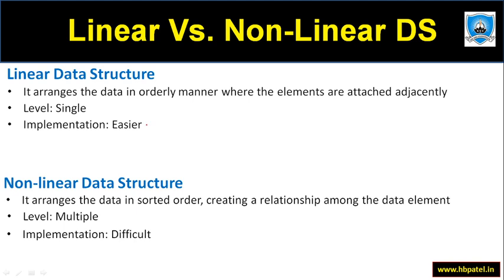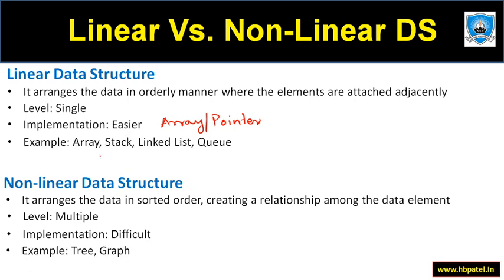Linear data structures are very easy to implement using an array or pointers, and they are easy to understand, whereas non-linear data structures are comparatively a little more difficult to implement. Examples of linear data structures, as we have seen, are array, stack, linked list, and queue. Tree and graph are examples of non-linear data structures.